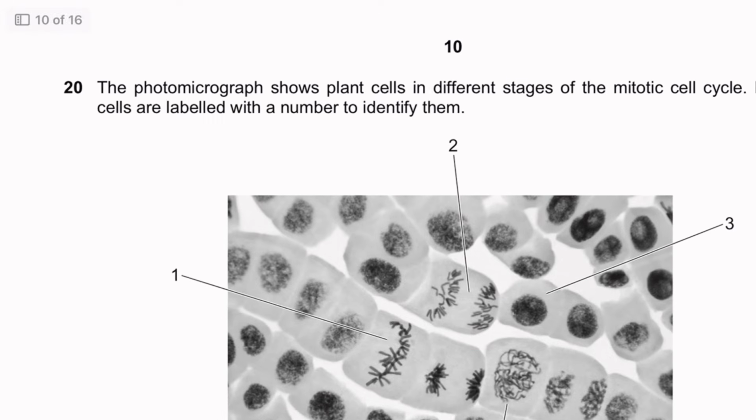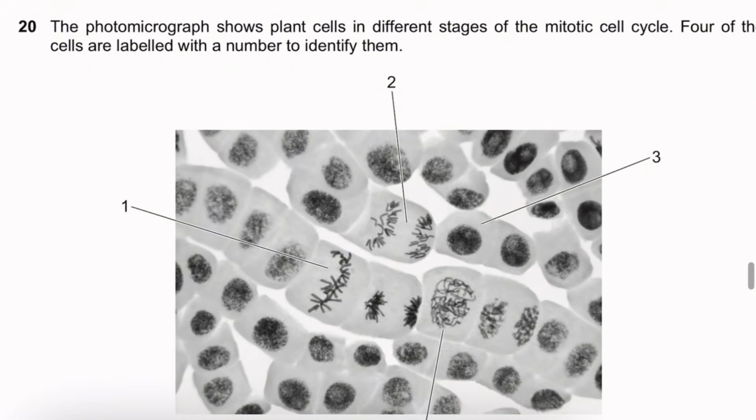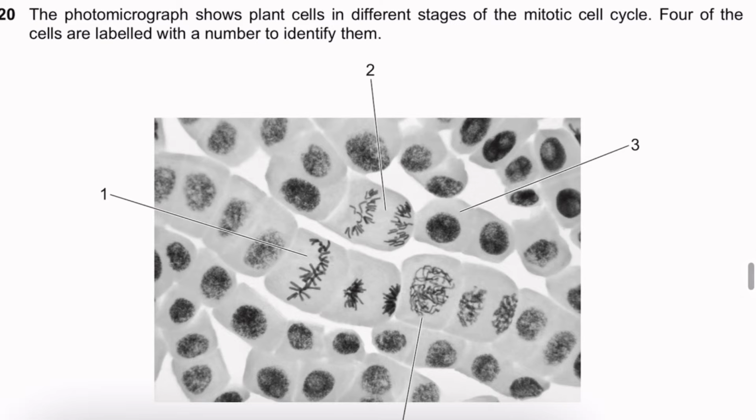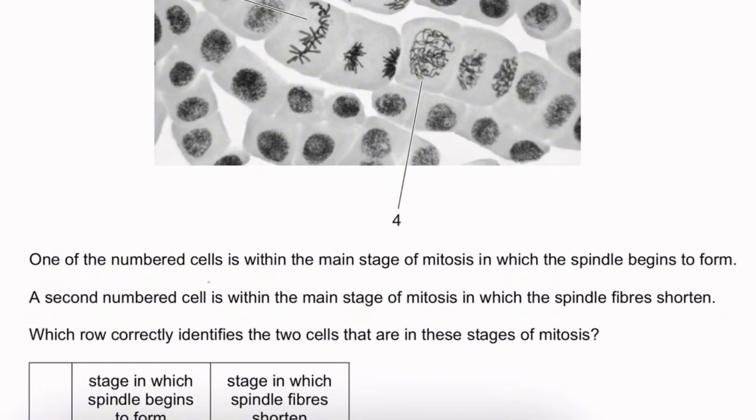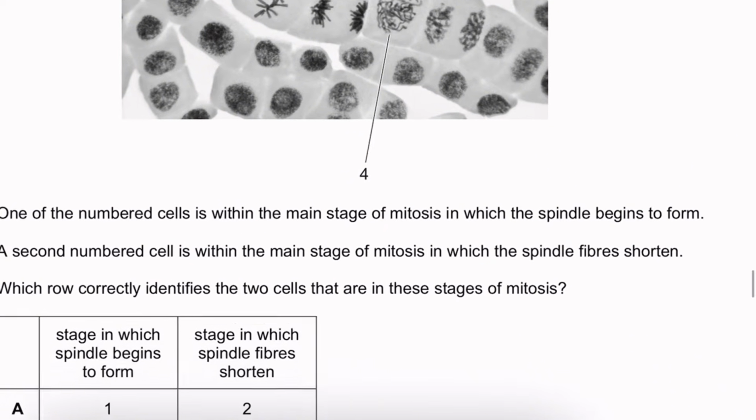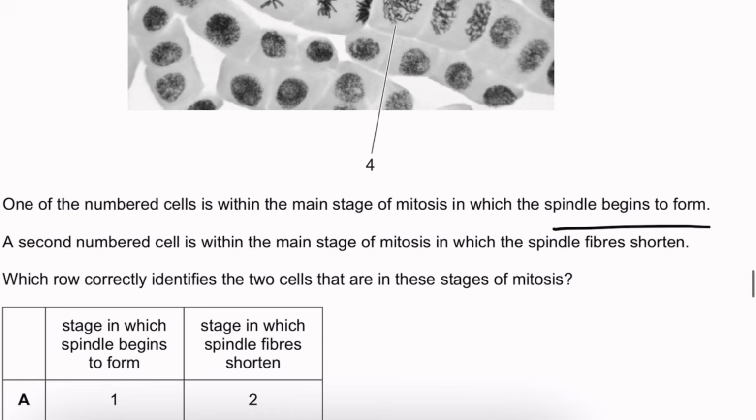Next you have a photomicrograph that shows plant cells in different stages of the mitotic cycle. 4 of the cells are labeled with a number to identify them. You have 1, 2, 3, 4, and you can see the stages they're in. One of the numbered cells is within the main stage of mitosis in which the spindle begins to form. A second numbered cell is within the main stage of mitosis in which the spindle fibers shorten, which identifies the 2 cells in these 2 different stages.